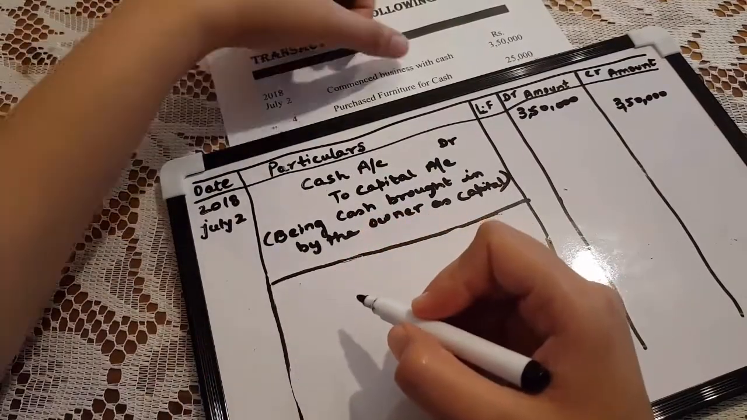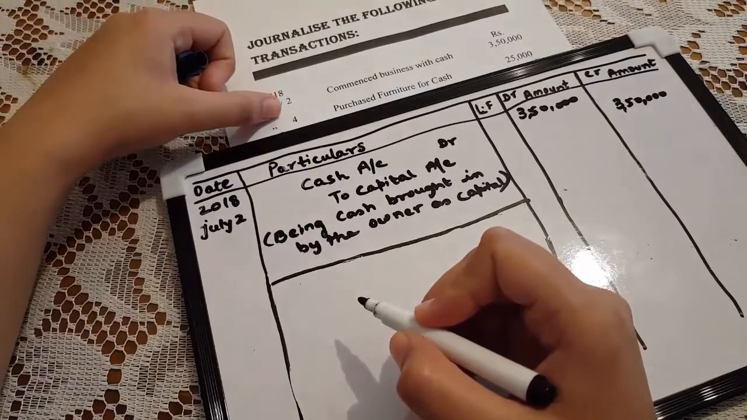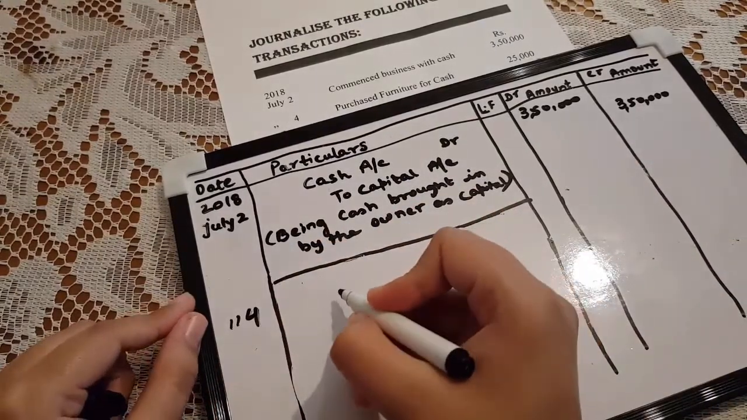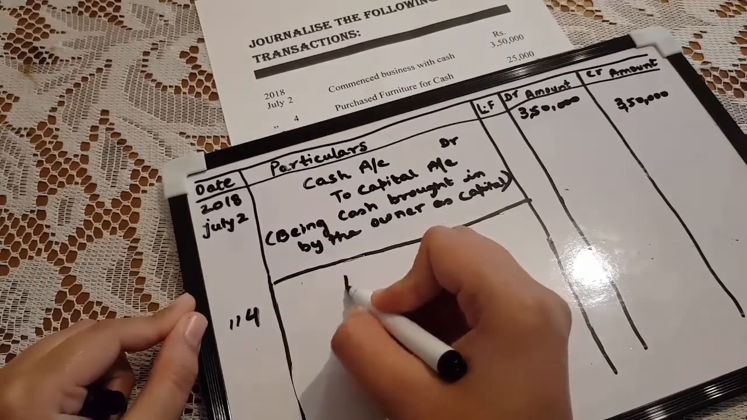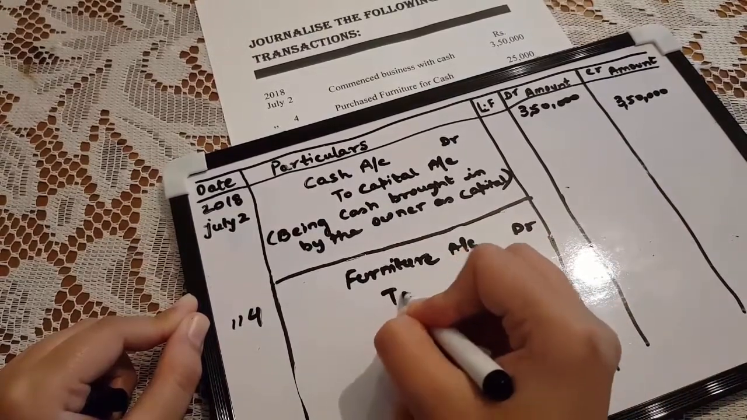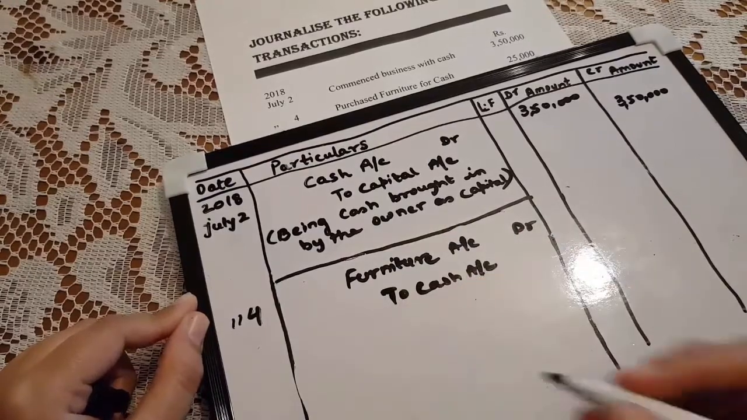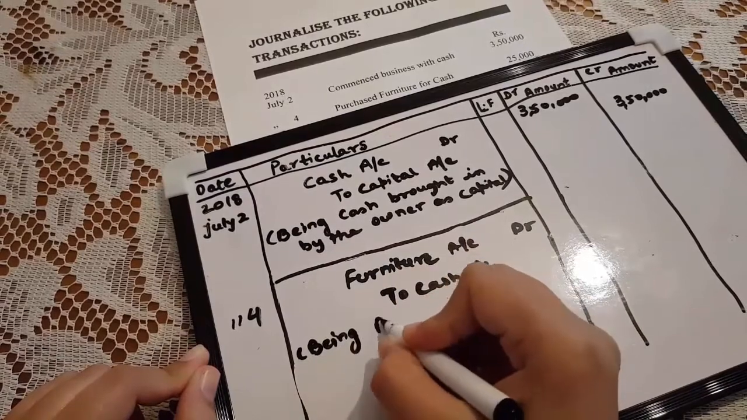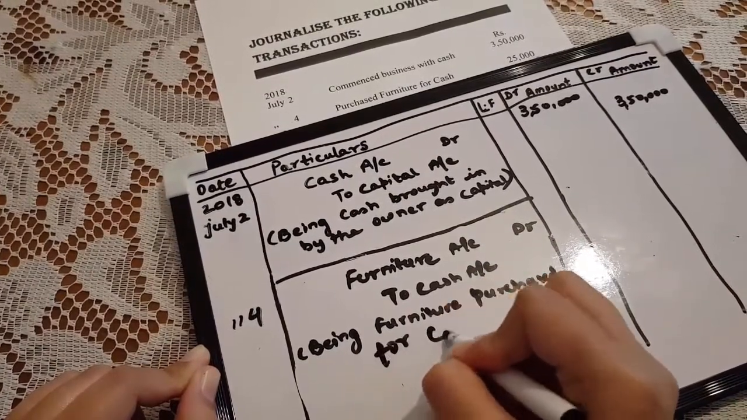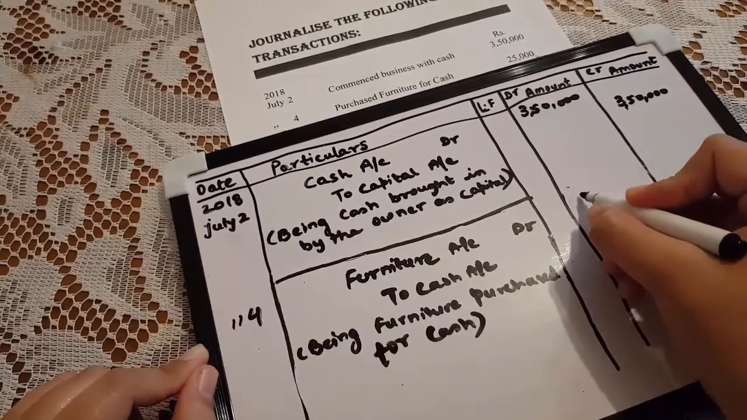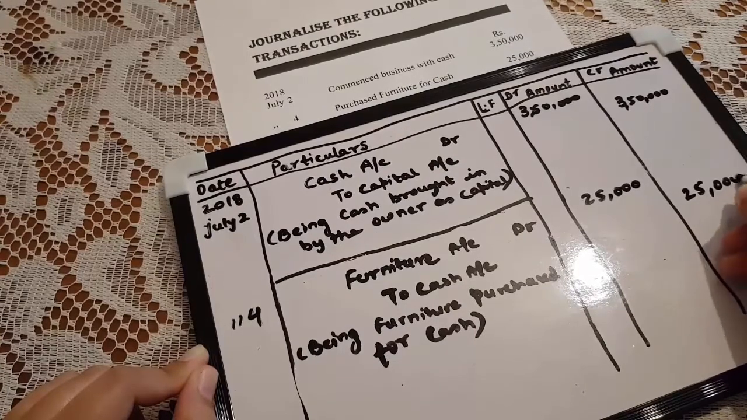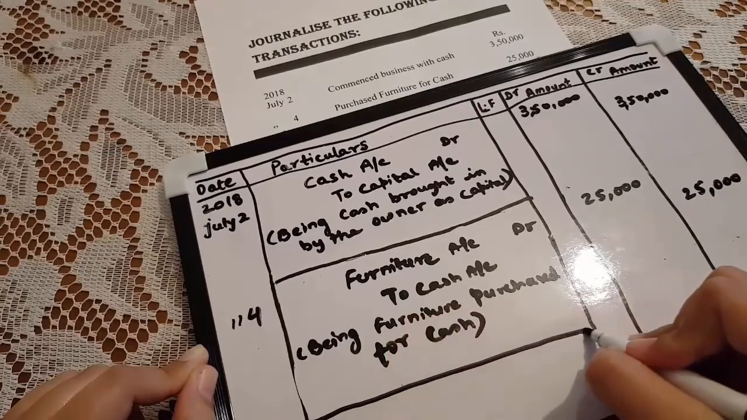So our next transaction is purchased furniture for cash rupees 25,000, which has taken place on 4th of July. So we have to put the date, that is July 4th, and then we have to record the journal entry in the particulars column. The journal entry for this transaction is furniture account debit to cash account. Then we have to put the narration, that is being furniture purchased for cash. After that, we have to put the amount, that is rupees 25,000, again in credit amount column, that is 25,000. Then again we have to draw a thin line which indicates that this transaction is also completed.